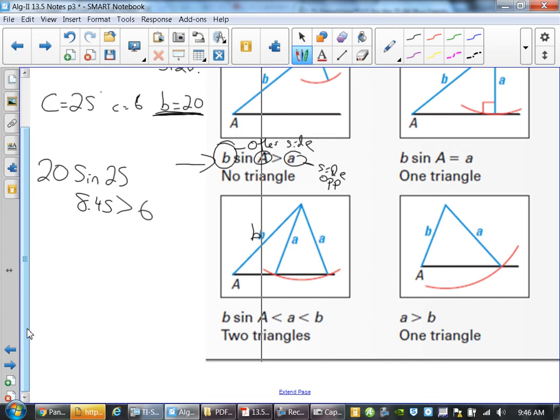Now, the same idea goes for when you have this two triangle setup. And I'll show you how it works when you wind up calculating. How do you recognize it when you're doing it with the actual math?